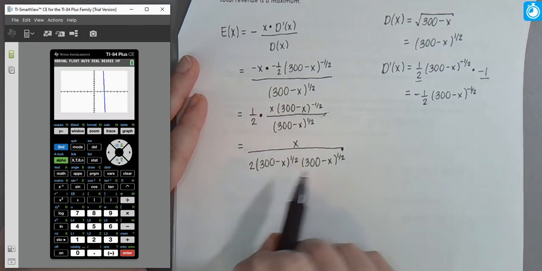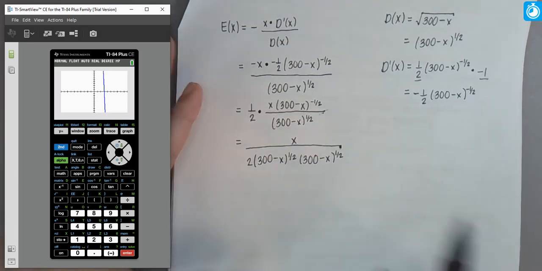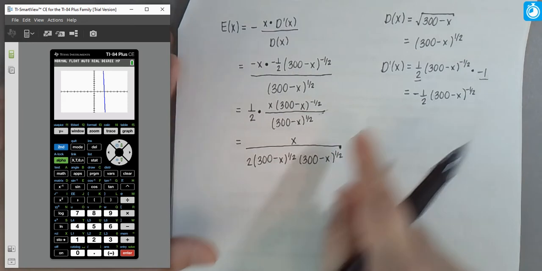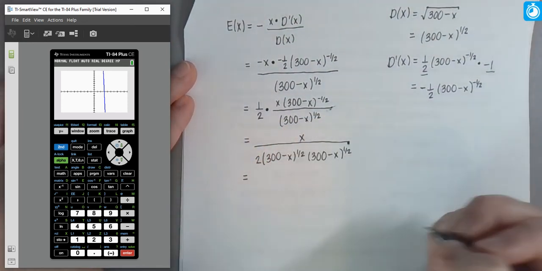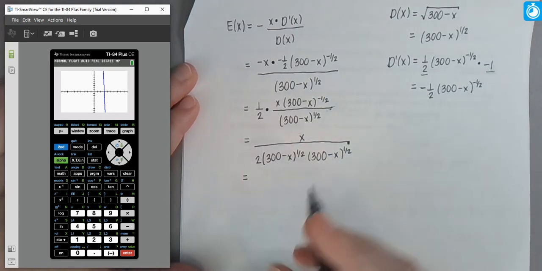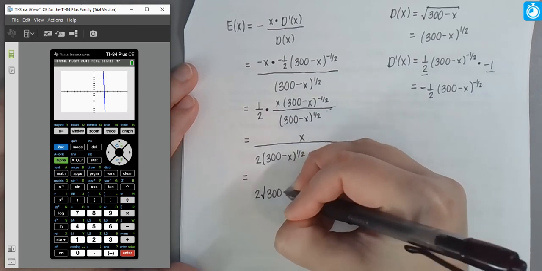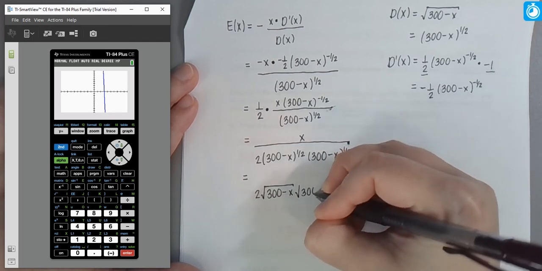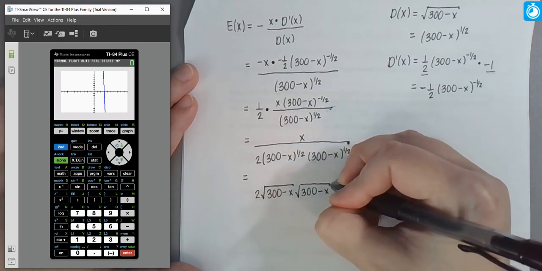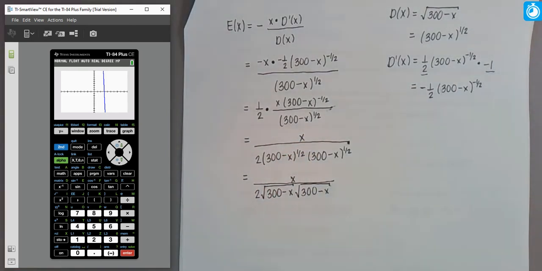So we can approach what we need to do here in a couple of different ways. It may be a little bit more intuitive at this moment to go ahead and change these back to square roots, so we're a little bit clearer on what we're working with. So I'm going to go ahead and change those two expressions back to radical form. I'm going to rewrite my denominator. So 2 times the square root of 300 minus x times another square root of 300 minus x. And then we have our x in the numerator. Now we can see those two matching square roots.